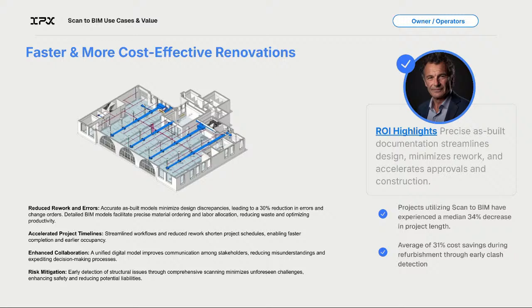And then here's another one: faster, more cost-effective renovations. Reduced rework, errors and omissions, accelerated project timelines, enhanced collaboration across all stakeholder teams, risk mitigation. So hopefully with this stuff, and we're definitely very interested in your feedback, this will make it really easy for you to make the case for this line item on your projects.